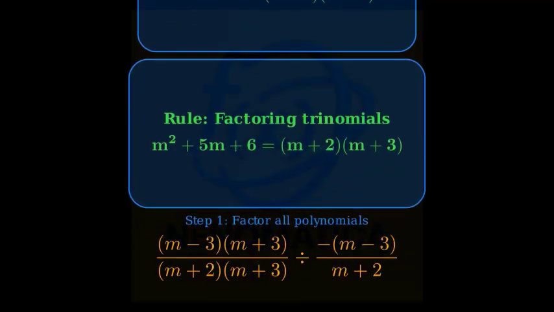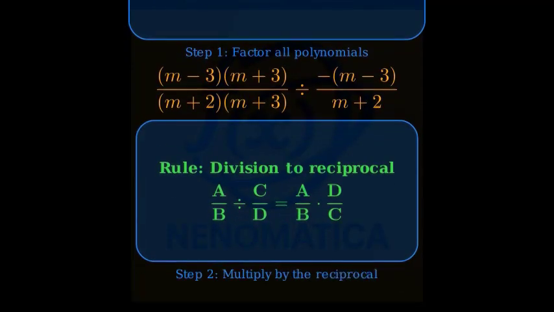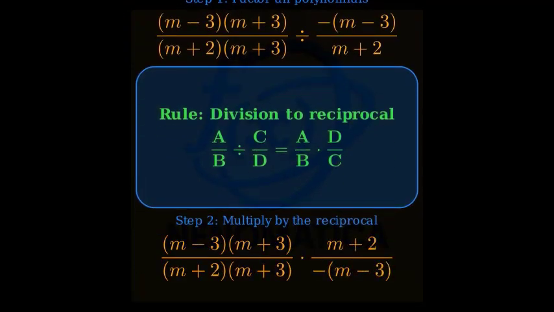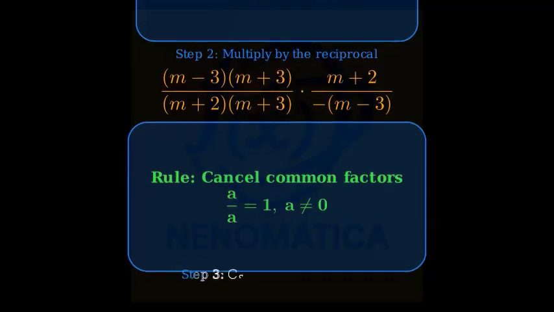Step 2. Change division into multiplication by the reciprocal. We multiply by the reciprocal of the second fraction. Step 3. Cancel common factors. The factor m plus 3 cancels, m plus 2 cancels, and m minus 3 cancels against the negative sign. We are left with 1 over negative 1, which simplifies to negative 1.